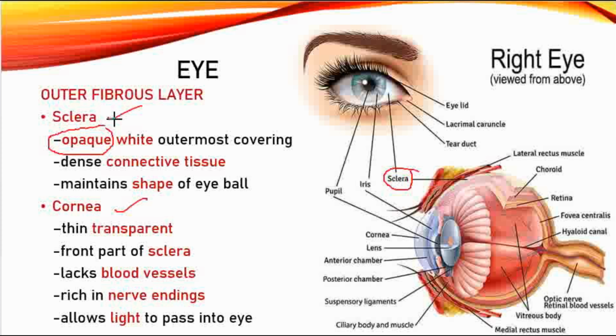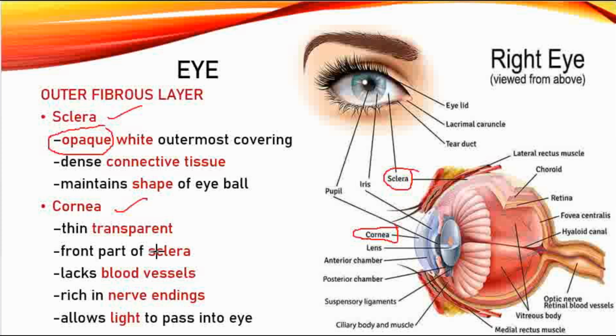And coming to the cornea, here you can see the cornea. In the previous slide also we saw the cornea, no? This is thin and transparent. This cornea part is transparent, but the sclera is opaque in nature. Up to here the sclera part is opaque, but here the cornea is transparent. It is the front part of the sclera.